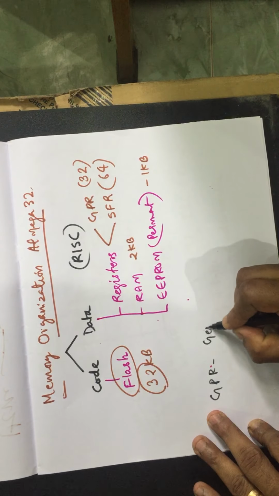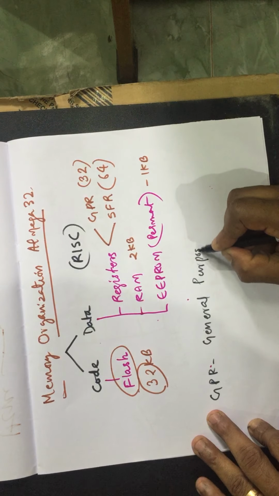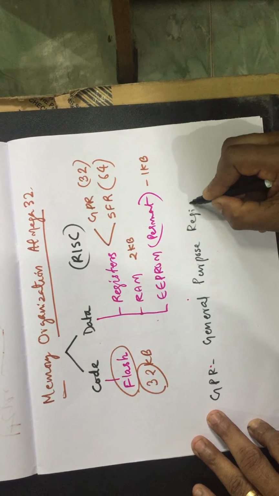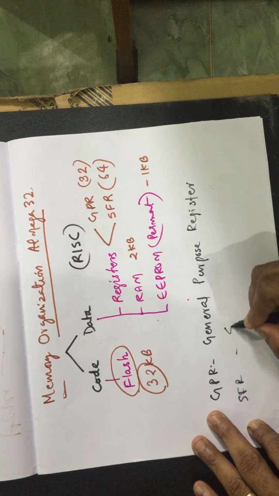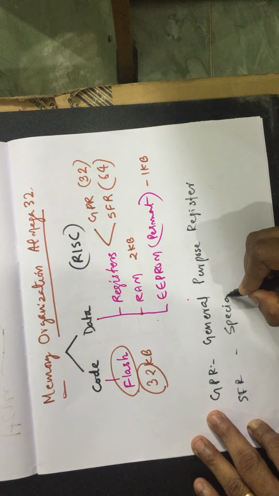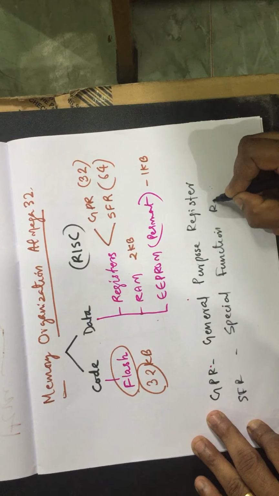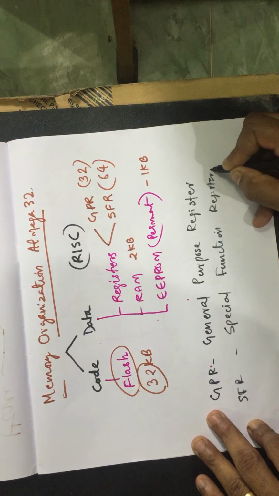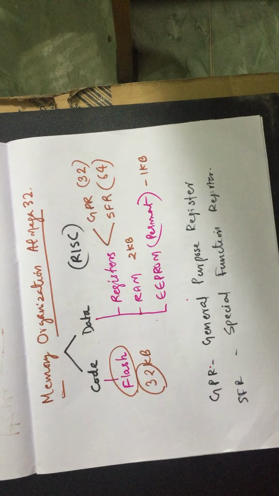GPR stands for General Purpose Register. SFR stands for Special Function Register. Don't confuse these things. So that's all for the memory organization of ATmega32. If you understand these things, you can deliver it in time. Thank you.